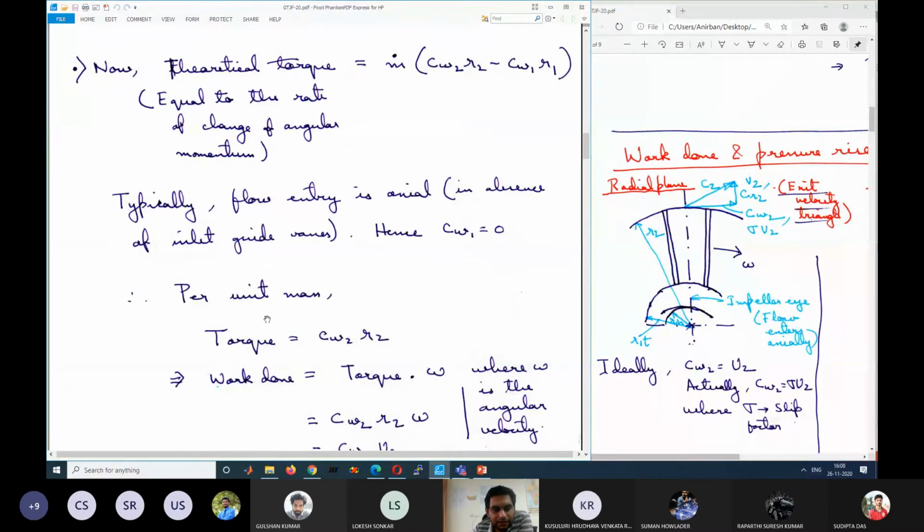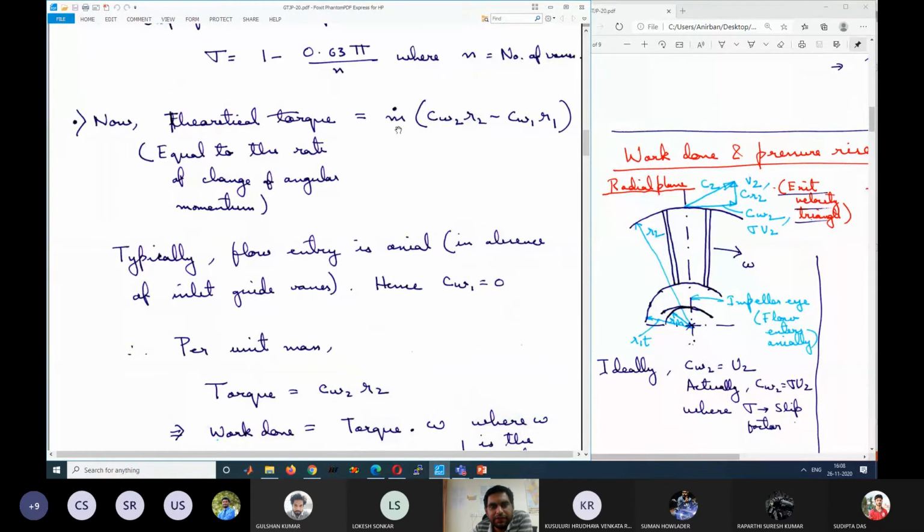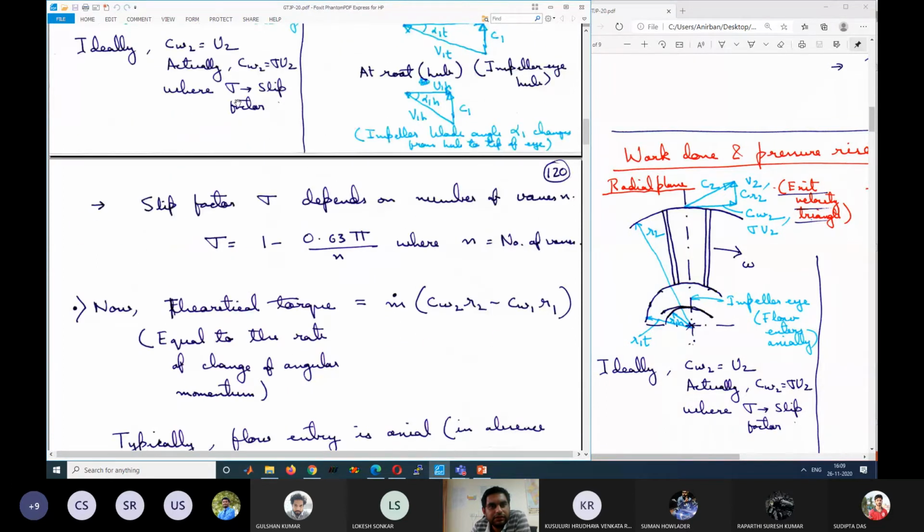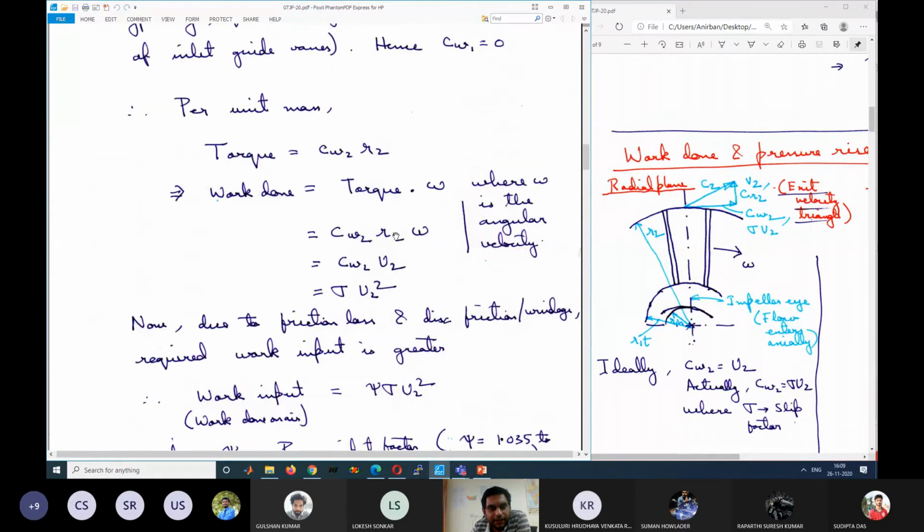So per unit mass, you divide by the mass flow rate. The torque is Cw2 into R2. Or the work done, which is equal to torque into angular velocity omega, so Cw2 R2 into omega. Now R2 into omega, what is R2 into omega? It is equal to U2, right? U2 velocity is radius into angular velocity. And if you write Cw2 as sigma into U2, as we have written here, we get the work done equal to sigma into U2 square.